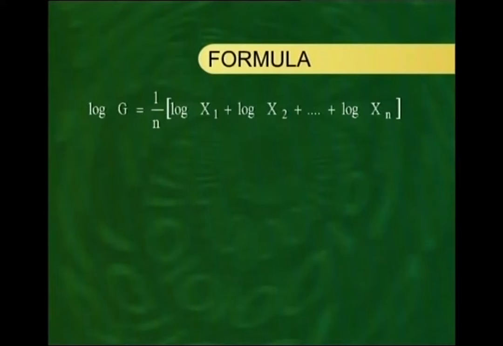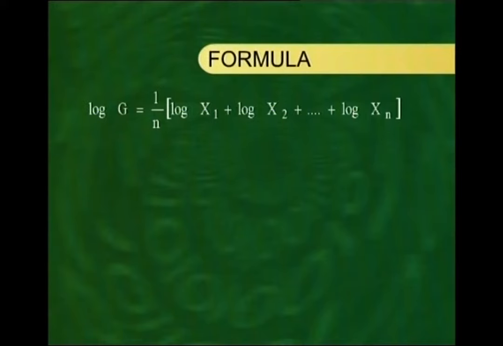Taking logarithms to the base 10, our formula becomes log of G is equal to 1 over n times log of x1 plus log of x2 plus so on up to log of xn.